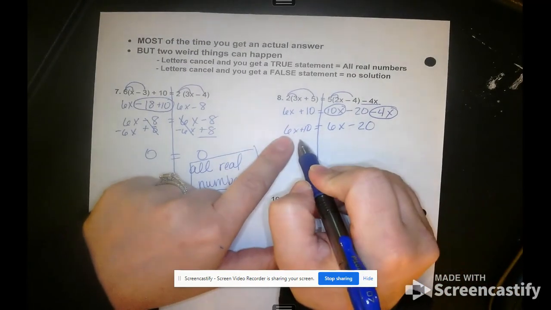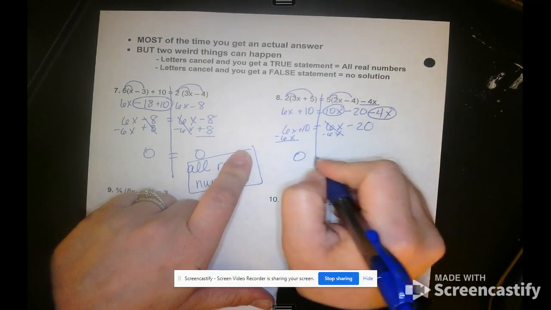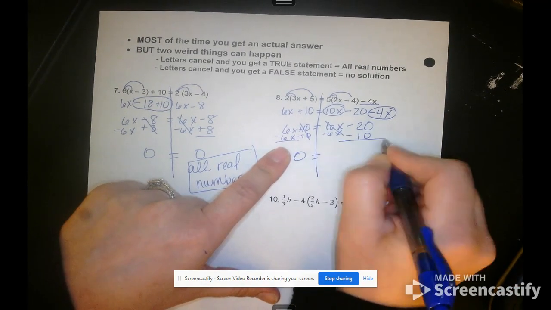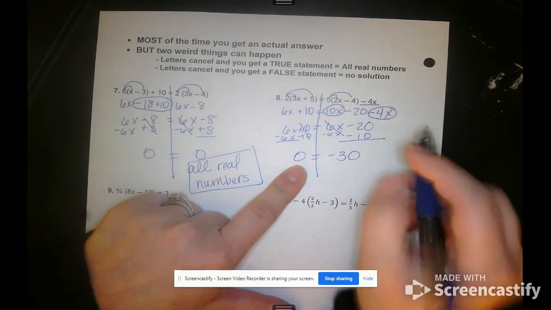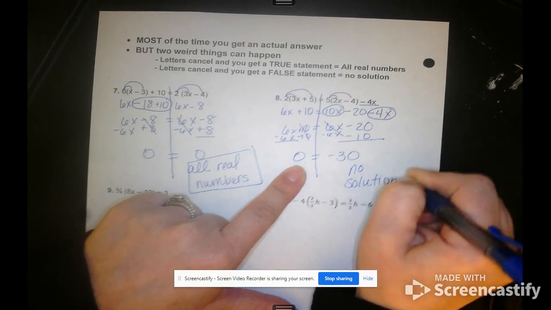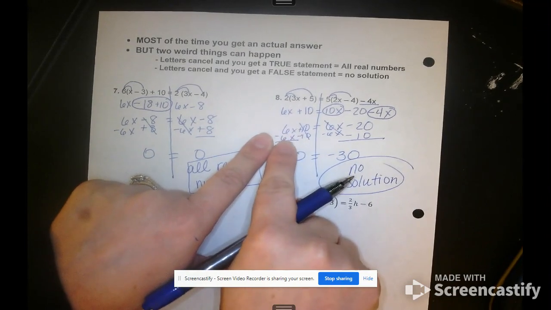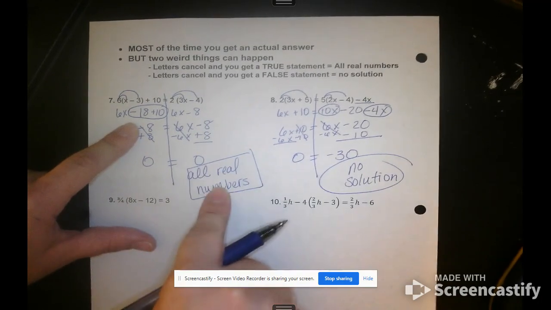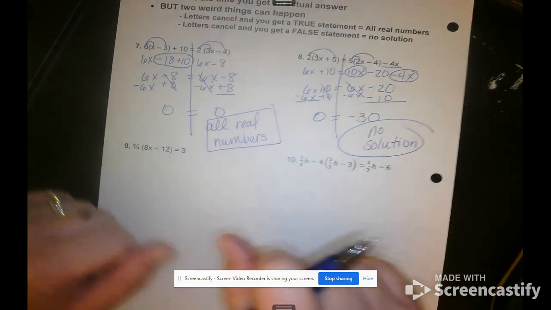All right. So if I subtract 6x, that gives me 0. All right, and then I need to move my numbers to the right. Is 0 equal to negative 30? No. So this would be no solution. So what's it saying here? If my letters cancel out and I get 0 not equal to a number, it's no solution. If they cancel out and I also get 0 equals 0, it is all real numbers. Okay, so we're going to stop there. These are just a little bit tougher examples.